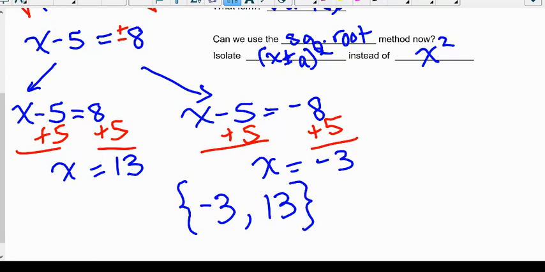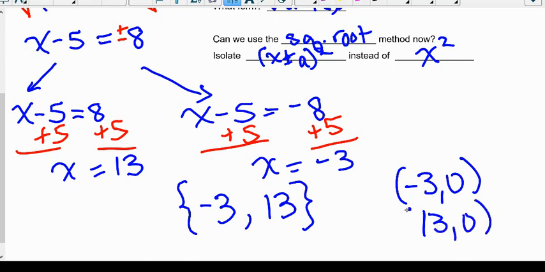So those are the zeros, the roots, the solutions when y is 0. So if we were asked to express this with our intercepts, right, it would be negative 3 and 0. That's one intercept. Okay. And 13 and 0 is the other intercept. Now, hopefully all that makes sense.